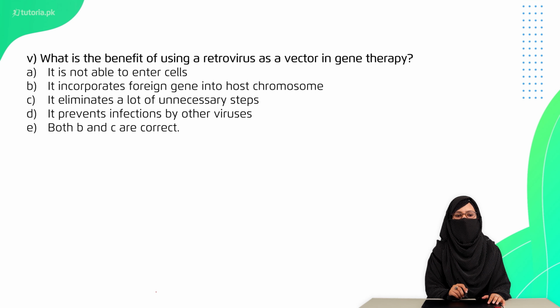Question 5, what is the benefit of using the retrovirus as a vector in gene therapy? It is not able to enter the cells, it incorporates foreign gene into the host chromosome, it eliminates a lot of unnecessary steps, it prevents infection by other viruses. Both B and C are correct. The right option is option E, both B and C are correct.